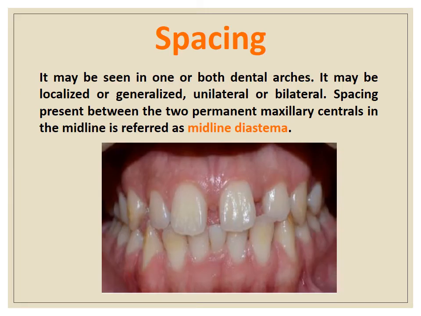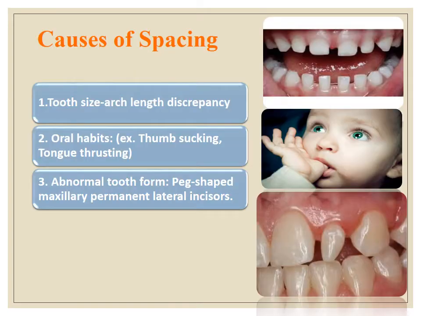Now spacing is the other problem of a class 1 malocclusion. It may be seen in one or both dental arches. It may be localized or generalized. It may be unilateral or bilateral. It may be present between the two permanent maxillary centrals in the midline, and in this case we may call it the midline diastema.